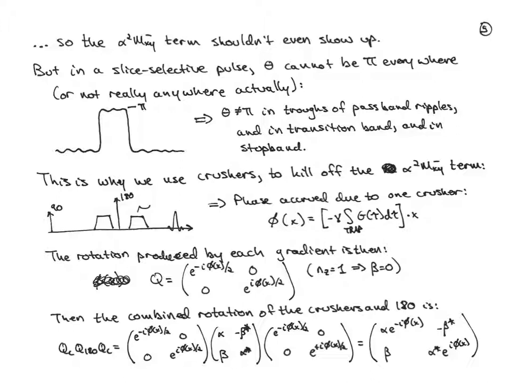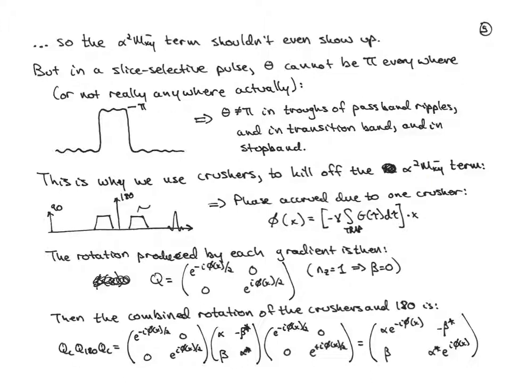But in the slice selective pulse, theta cannot be pi everywhere, or not really anywhere actually. And specifically, the flip angle won't be equal to pi in the troughs of the passband ripples, and it won't be pi in the transition bands, and it won't be pi in the stop bands either. And so this is why we use what are called crusher gradients on either side of the 180-degree pulse to kill off the alpha squared Mxy minus term. So let's see what happens when we do that.